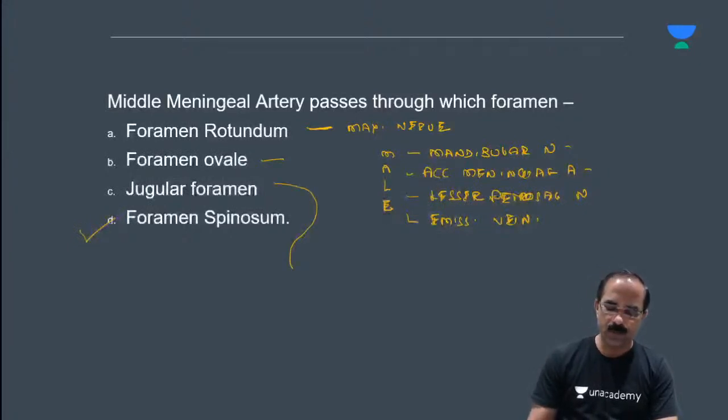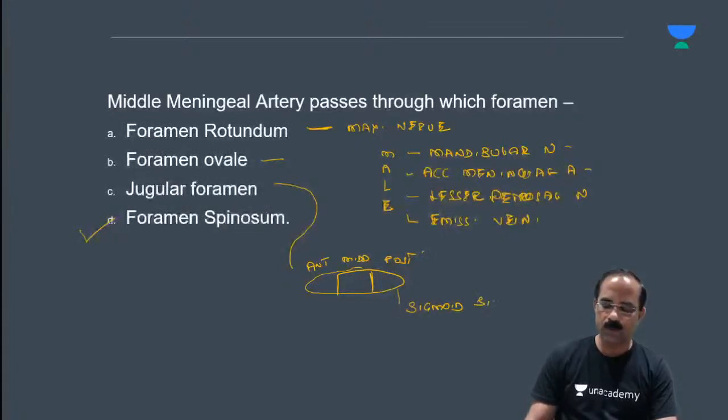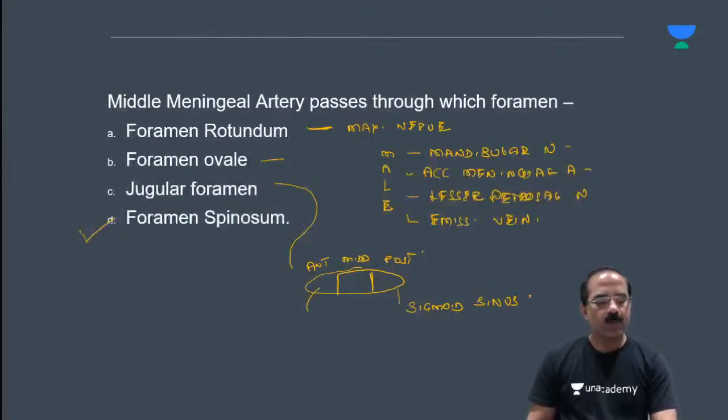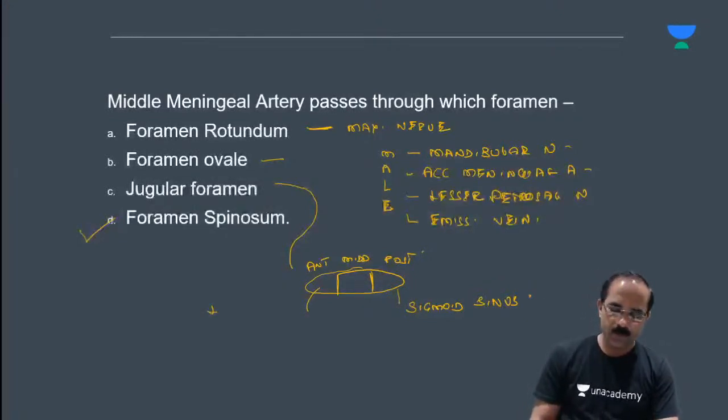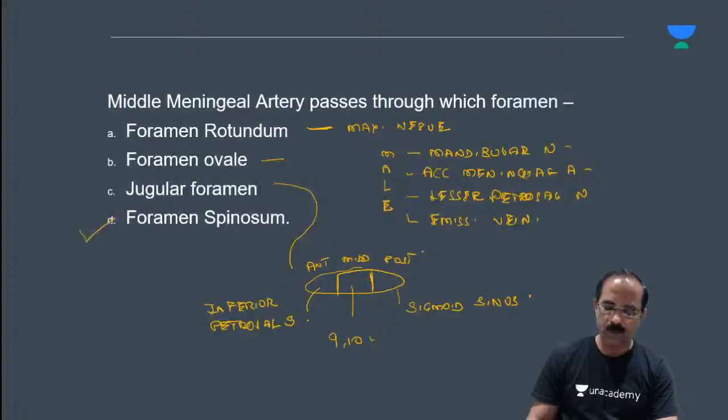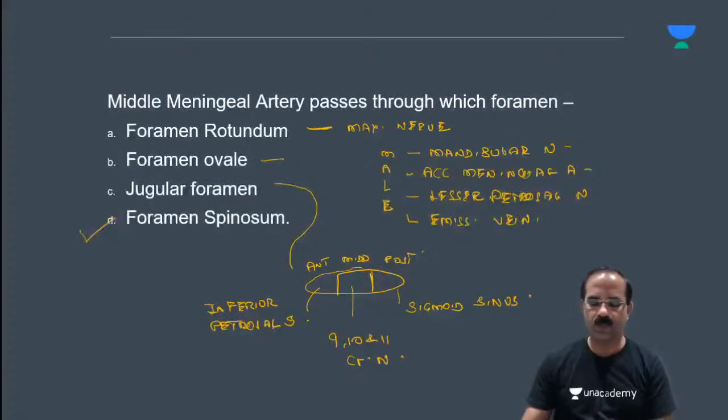And this jugular foramen has got 3 compartments. ऐसे 3 compartments होते हैं. One is the anterior, middle, and posterior. What passes to the posterior compartment? Can anyone tell me what passes to the posterior compartment? Sigmoid sinus. What passes to the anterior compartment? The inferior petrosal sinus. And middle compartment is 9th, 10th, and 11th cranial nerves. Be very clear about this.